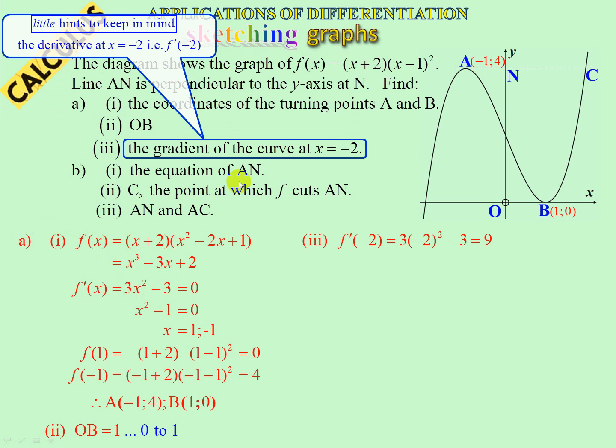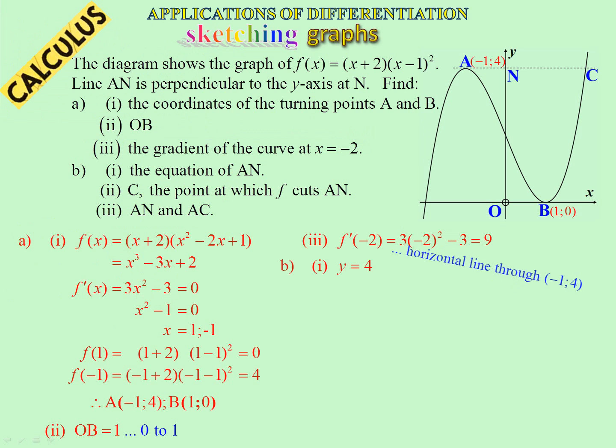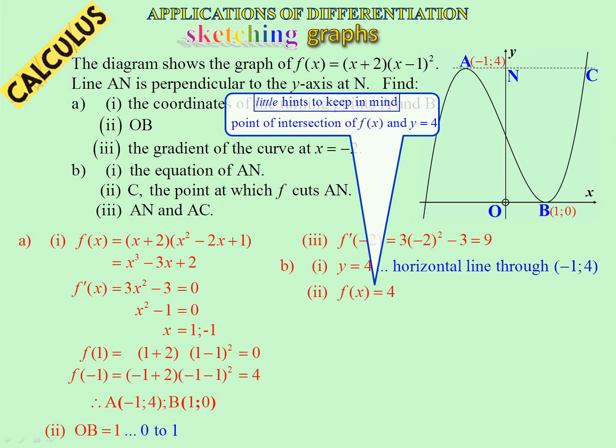The equation of the line AN, we've already spoken about that. y equals 4, horizontal line, y equals a constant, and it goes through the point negative 1, 4. C, the point at which y equals f of x cuts AN. Well, that means f of x must equal 4. Point of intersection of y equals f of x, so y equals 4.